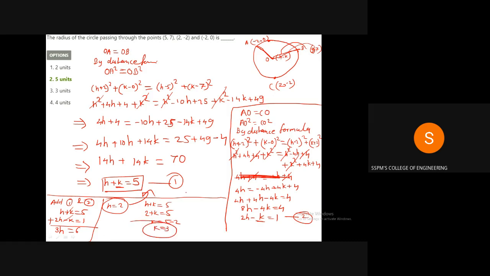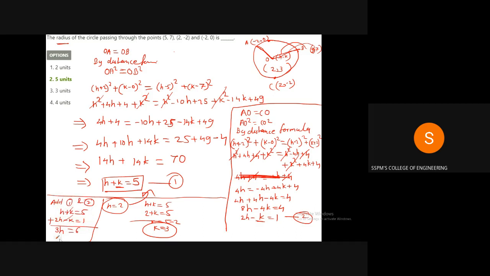So now we have the center. Center is (h, k), which is 2, 3. 2 comma 3 is our center. So we have to find the radius.